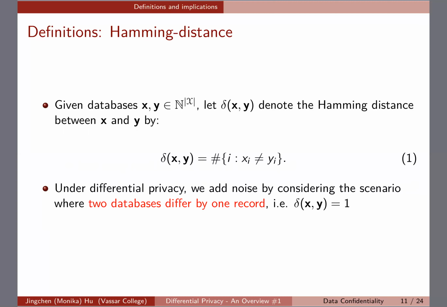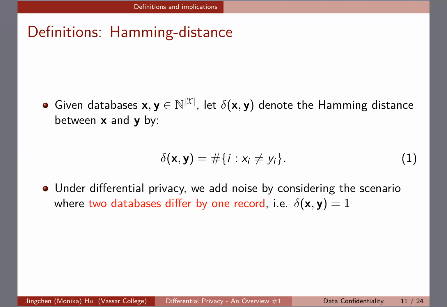Okay, so delta x and y, as you can see, is defined to be the cardinality of, or I should say, equation 1 is counting how many records are different across the two databases. You see on the right hand side we have xi does not equal yi, and then we're counting how many i's there are, and that's what Hamming distance is about. When we say two records are different, if you have multiple variables, as long as one or even more than one variable is different, then you count those two records as different from each other. So that's what Hamming distance is.